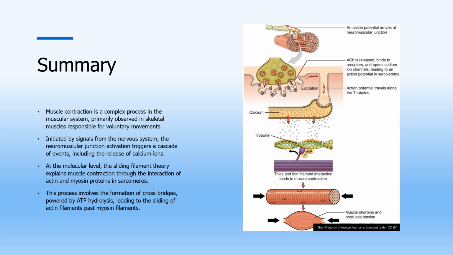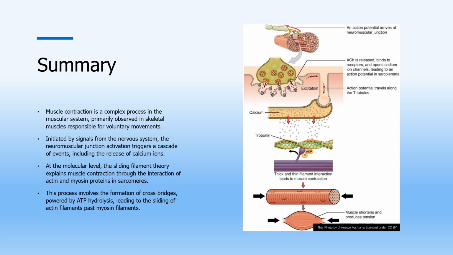And I have this little picture here. This is at the top here. The action potential arrives at the neuromuscular junction, and then ACh is released, binds to receptors, and opens sodium ion channels, leading to an action potential in the sarcolemma.